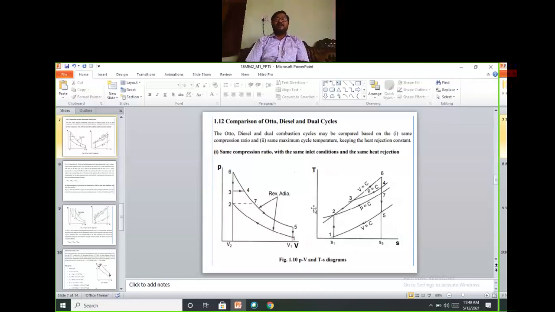But how does the efficiency vary? The efficiency depends on this area, so the efficiency varies.